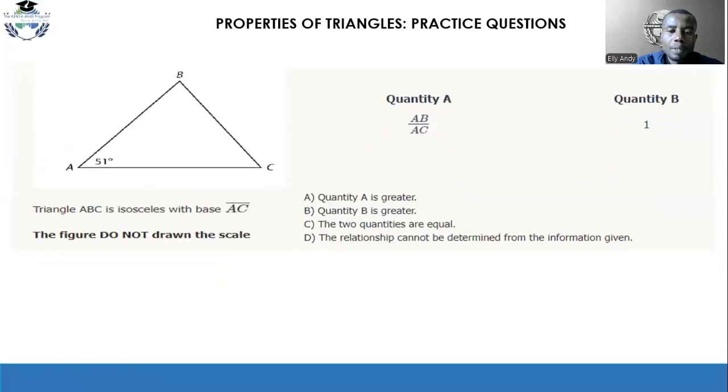Let's look at another example. So again, we have a quantitative comparison question. Here we are told that the triangle ABC is isosceles and the base is AC. So if the base is AC, it means AB and BC are equal. And it also means that this angle C is also 51. So angle B will be 180 minus 2 times 51, 180 minus 102, which is 78 degrees.